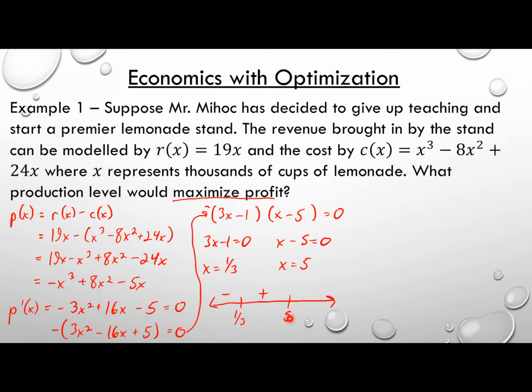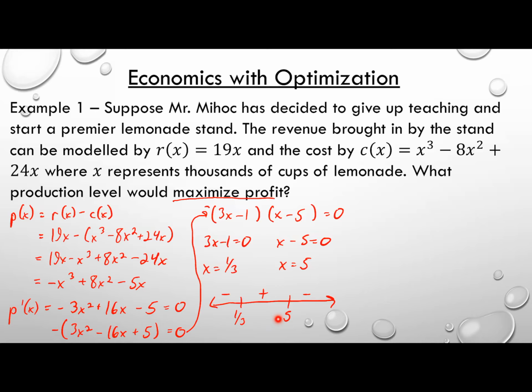Finally, we're going to try positive 6. So let's see, 3 times 6 is 18 minus 1, that's positive. 6 minus 5 is positive. So these two factors are positive, but then it turns out negative as a result of that negative in front of the parentheses. So it looks like between these two critical numbers, 5 is our maximum, right? Because it's increasing, then it's decreasing since the derivative is negative. Increasing, decreasing, decreasing. So it looks like our max is at 5.